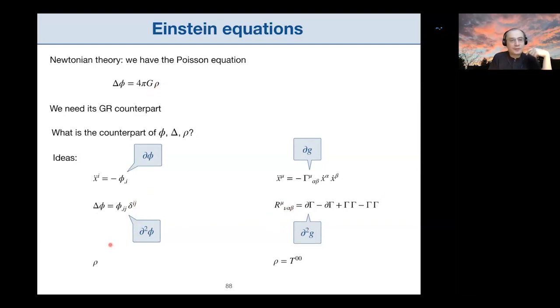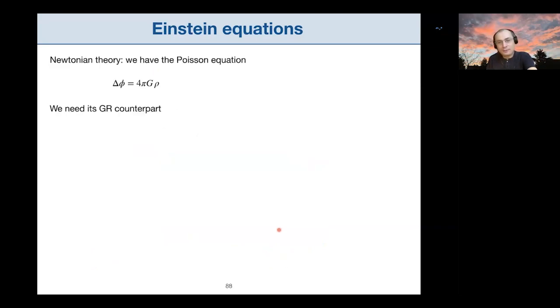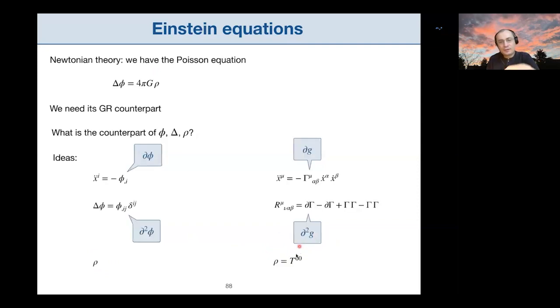Now regarding the sources. In Newtonian theory, it's just the matter density rho. In general relativity, rho is not by itself a well-defined, covariant quantity. It's just a part of a larger thing, this larger thing being the stress energy tensor. It's basically the zero-zero component in a particular frame. So it's reasonable to assume that it should be the stress energy tensor, the whole tensor, which acts as the source of the gravitational field.